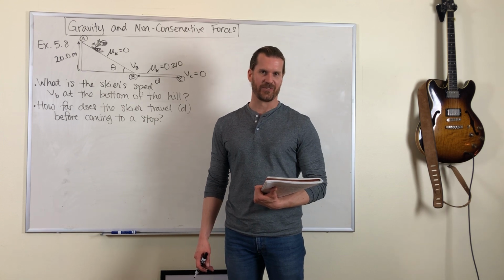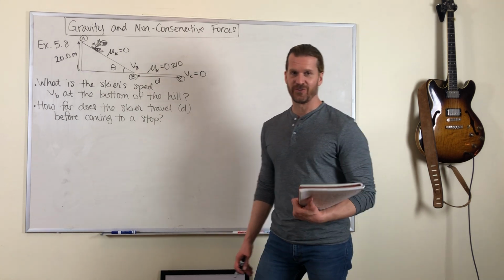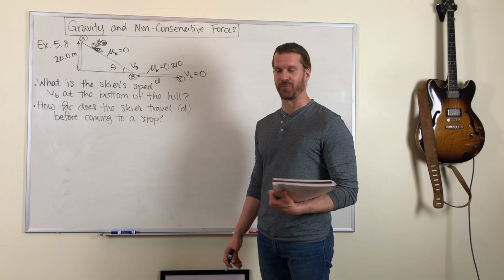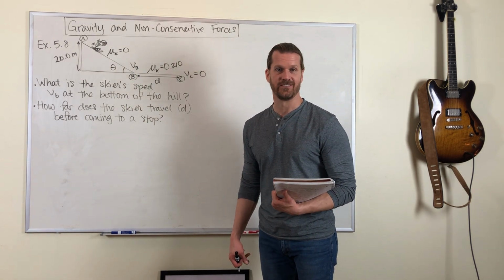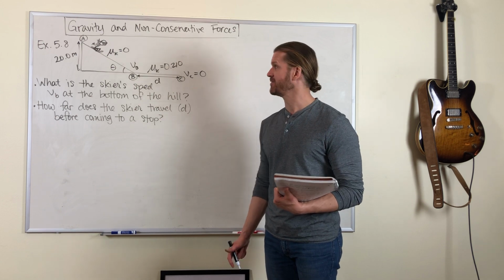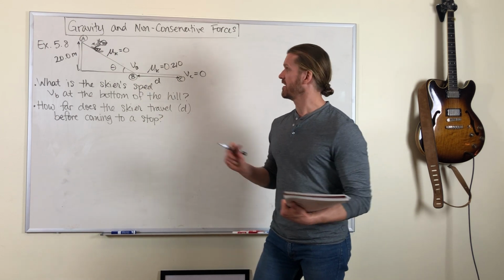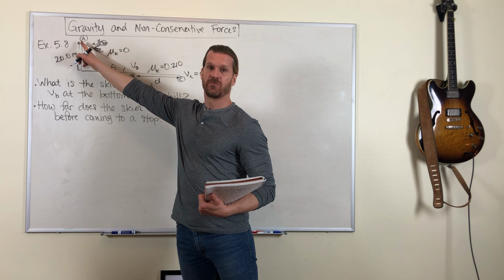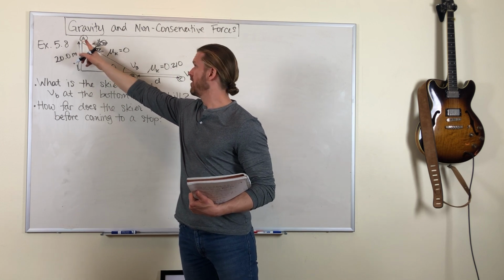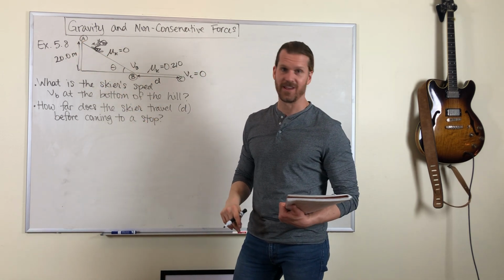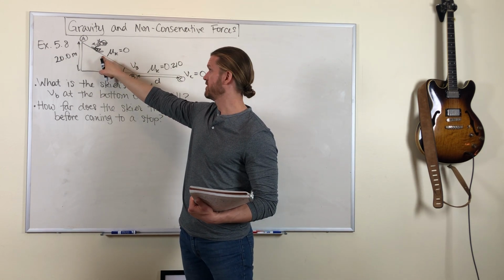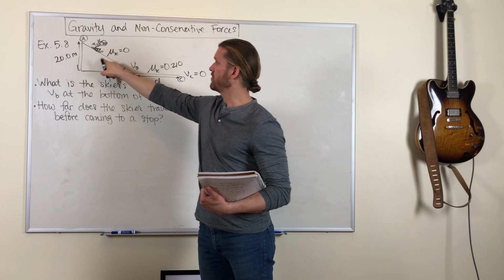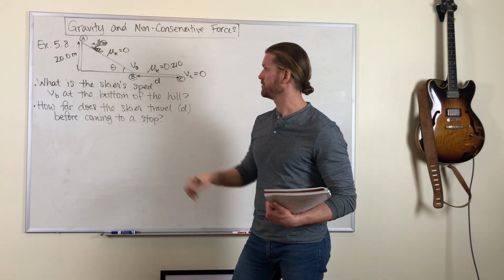Example 5.8 from the textbook. We're returning to a skier on a slope, and we'll see what we can analyze now using our energy techniques. The setup this time is that a skier is starting out 20 meters high on a slope of some unknown angle, and on that slope there's no friction. This is a frictionless slope, really slippery snow.